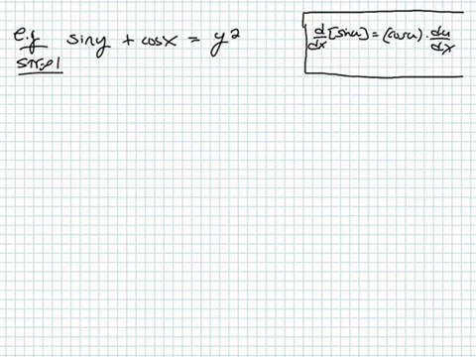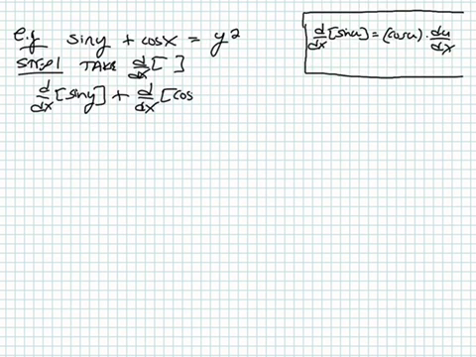So step one is I'm going to take d dx of both sides, and I'm going to distribute if I've got sums and differences, not if I have quotients or products. So I have d dx of sine of y plus d dx of cosine of x is equal to d dx of y squared. Okay, so let's take each piece at a time. So I've got d dx of sine of y, so I have to include the chain. So I'm going to use the chain rule that I have up here, in the upper right hand corner. That's kind of dumb. All right, I'm not going to do that again.